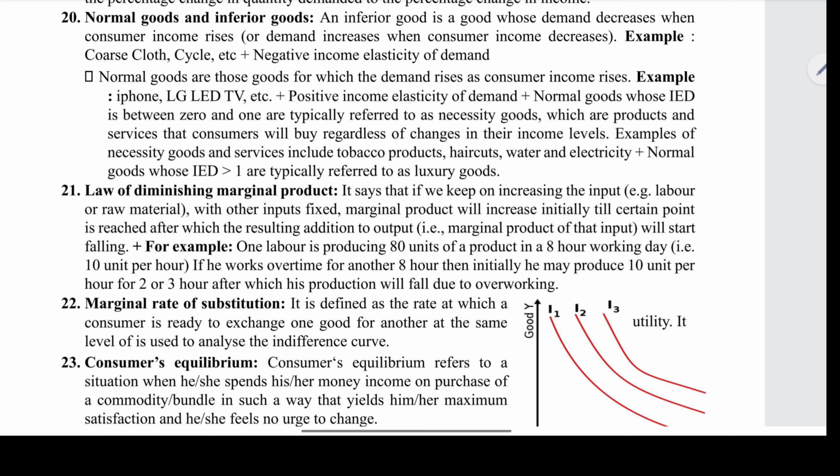Next are normal goods and inferior goods. Inferior goods are those whose demand decreases when the consumer's income increases, and demand rises when the consumer's income decreases. Examples are coarse cloth, the cycle, etc. This is negative income elasticity of demand. Right, that is with respect to income elasticity.